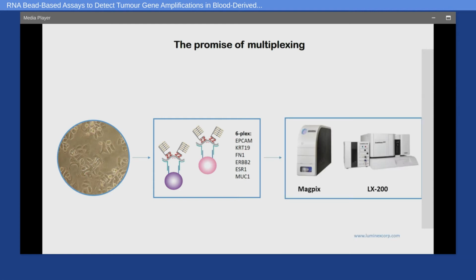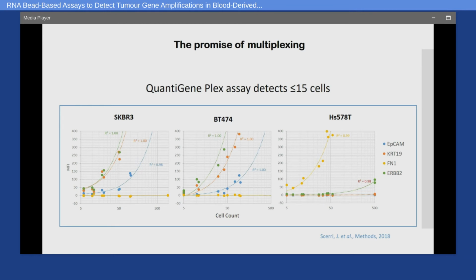Now, what's interesting here, we did a titration experiment with different cells. So here you see the MFI, mean fluorescence intensity, against cell number. Okay, and here we have blue is EpCAM, orange is cytokeratin 19, yellow is FN1, and green is HER2. Now, what we can see here, if we look at SKBR3, which is HER2 positive, we can see that the green one, HER2, okay, is very high, cytokeratin is very high, EpCAM is high, and it is negative for FN1.